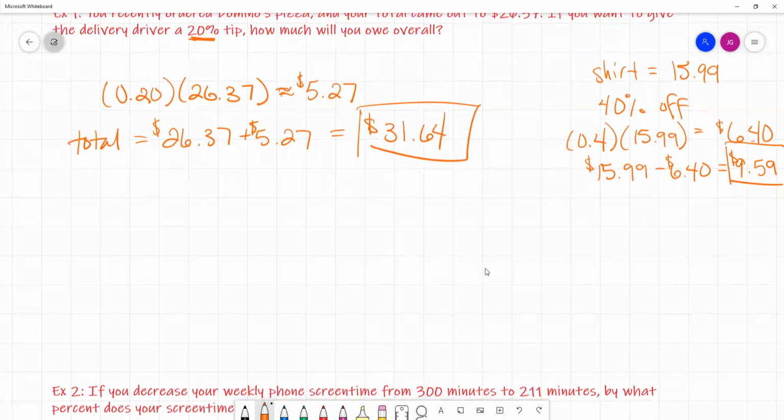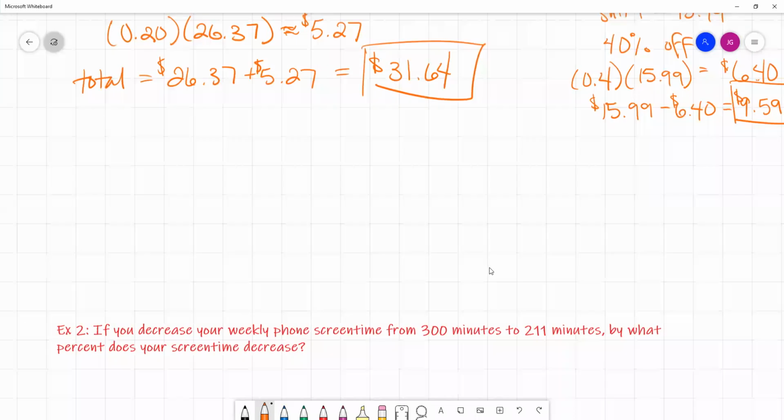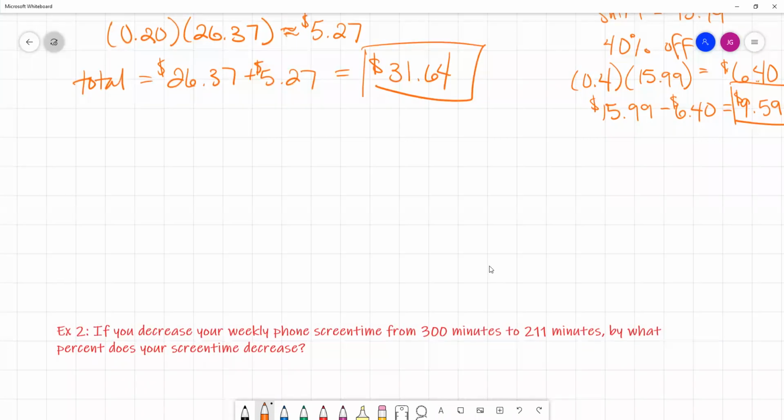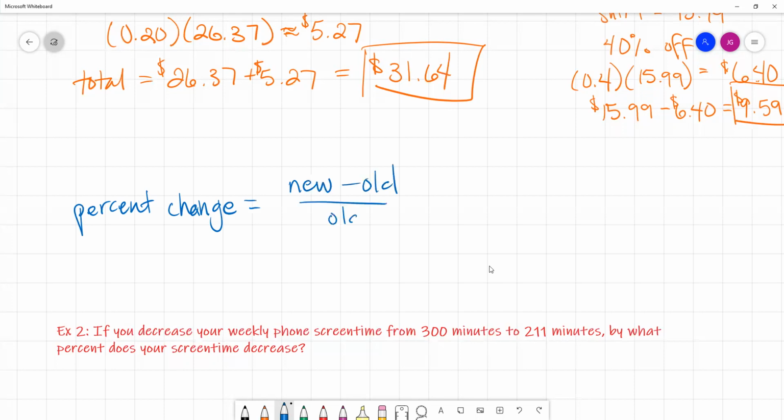Okay, so now let's talk about a different type of thing we could do with percentages called percent change. Okay, so percent change is when we think about, okay, if a quantity changed, I don't necessarily care about the whole numbers that it changed by. I care about the percentage. So how much of the original amount did my amount either increase by or decrease by? So if I want to calculate percent change in general, percent change is going to be equal to the new amount minus the old amount divided by the old amount, okay?